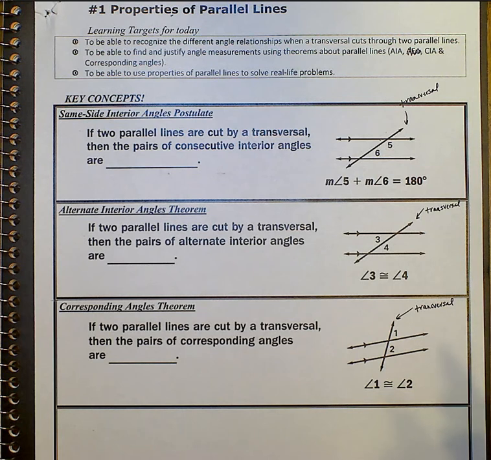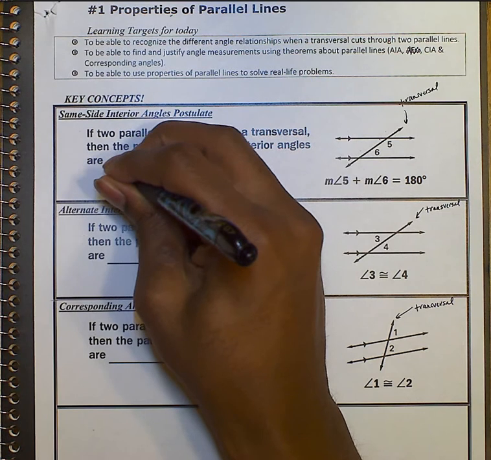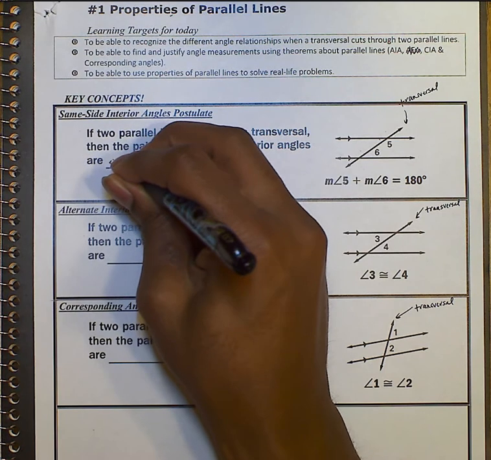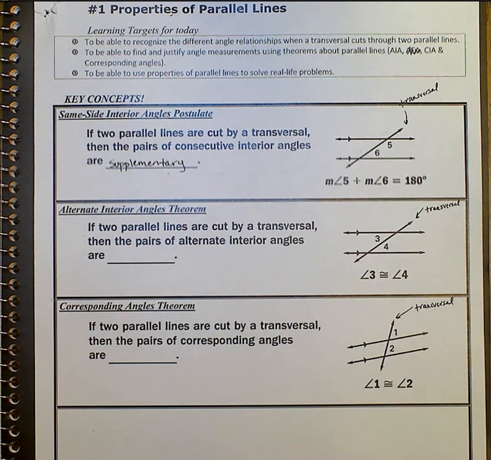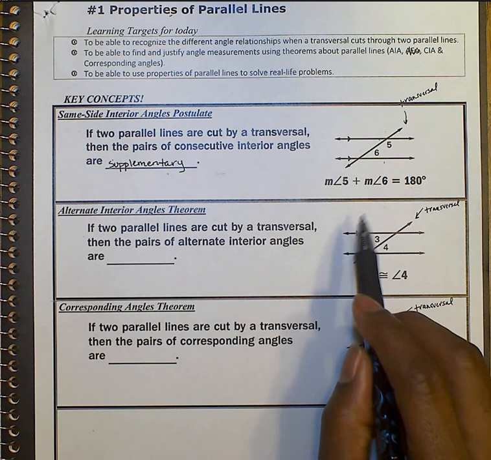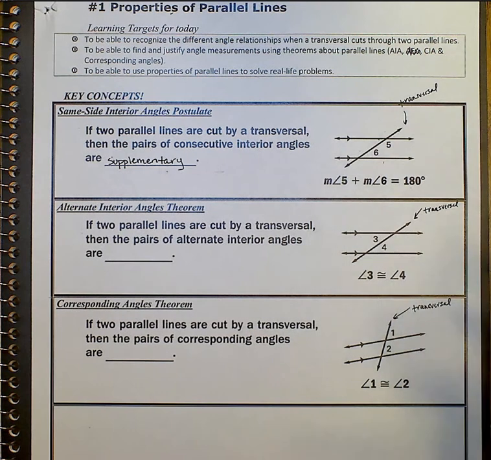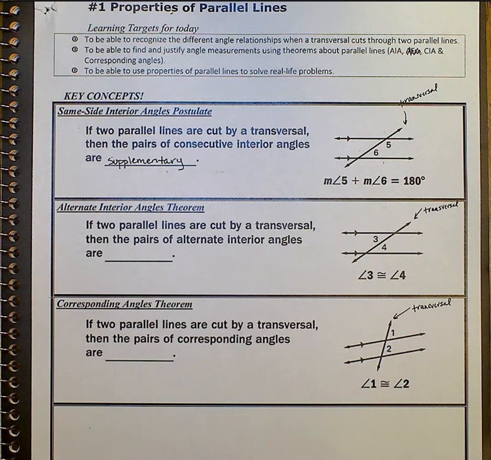Okay, and as you get more practice with this, I think it'll be easier to identify. But if two parallel lines are cut by a transversal, then the pairs of consecutive interior angles are supplementary. Okay, and from last chapter, you should remember that supplementary means that they add up to 180 degrees. Okay, so measure of angle 5 plus measure of angle 6 equals 180. And that'll happen each time that the transversal intersects two parallel lines.